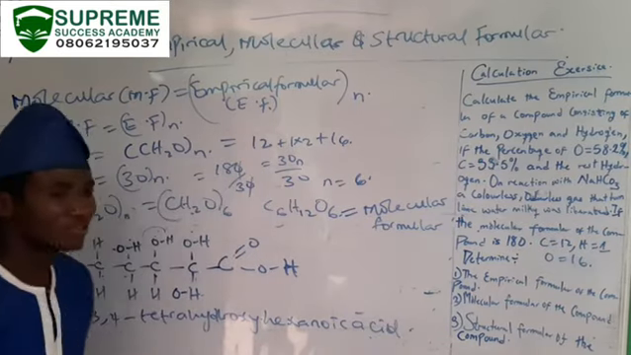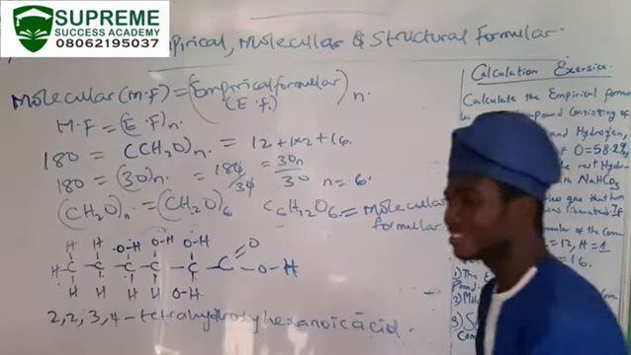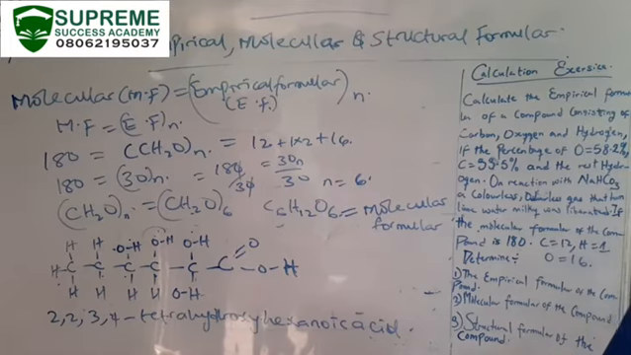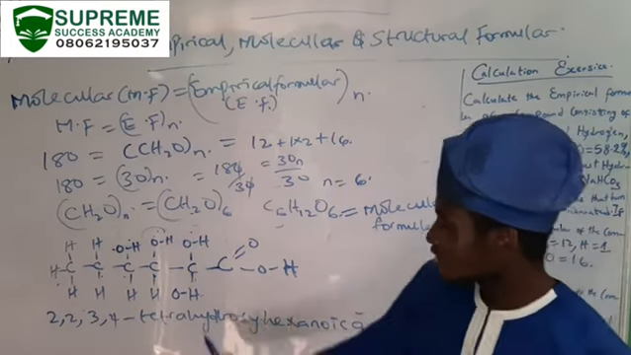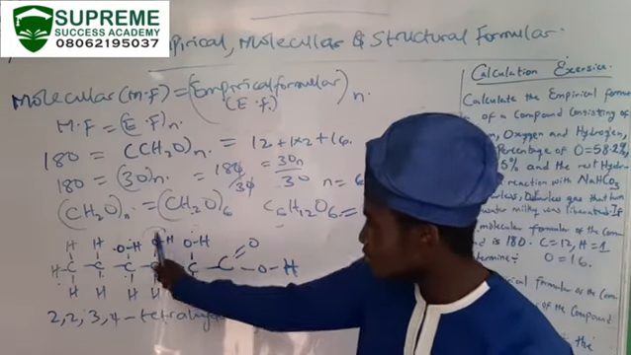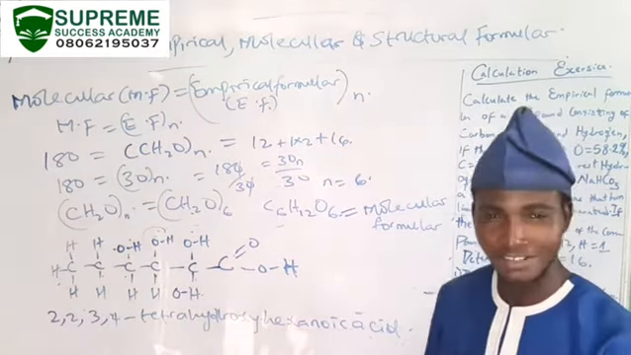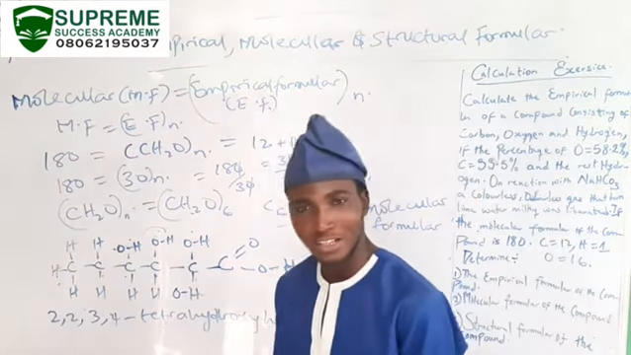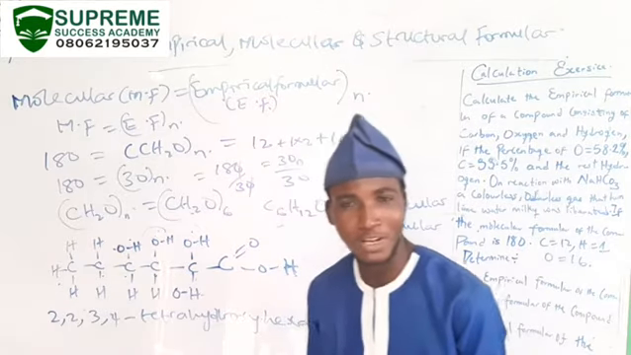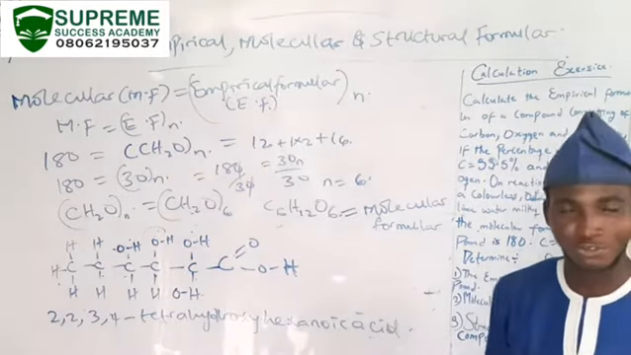acid. Of course, we were thinking this compound is going to be glucose. No, it's not glucose. It is what? 2, 2, 3, 4 tetra hydroxy hexanoic acid. So I believe you understood the concept of molecular formula, empirical formula, and structural formula.